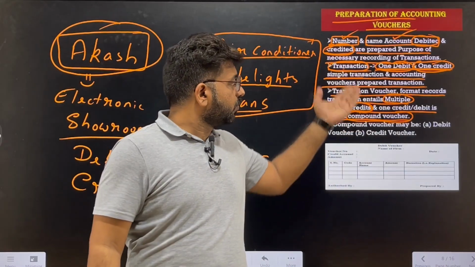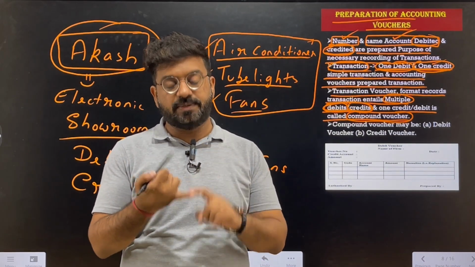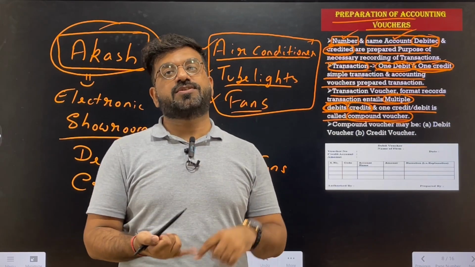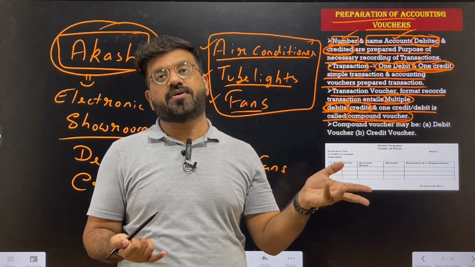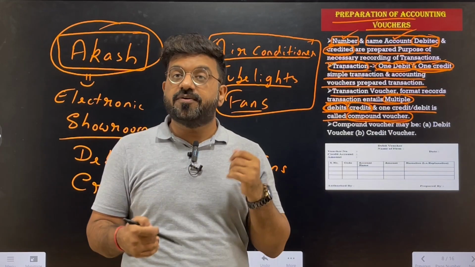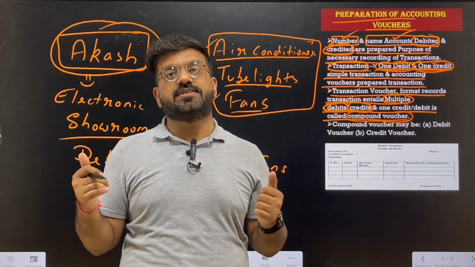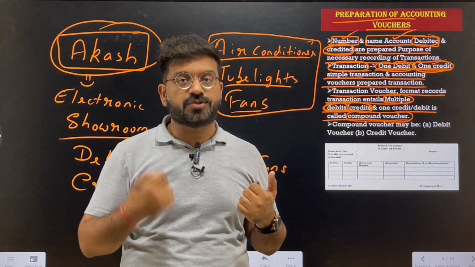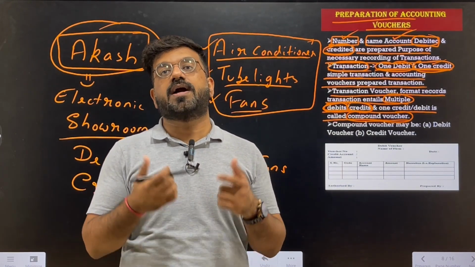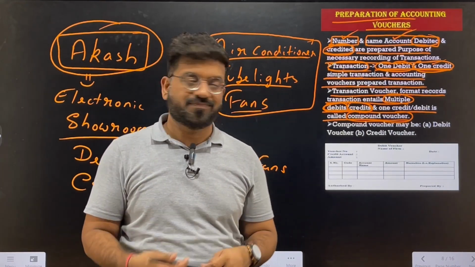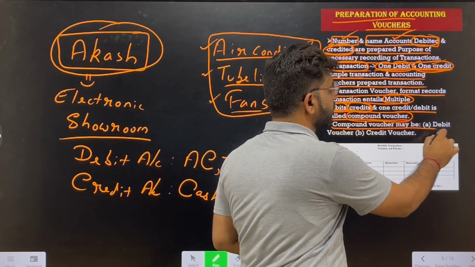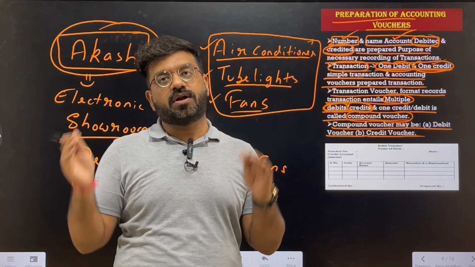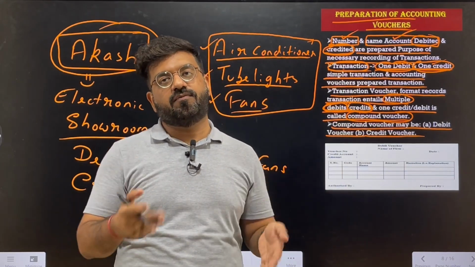So simple, if we are doing simple cash transactions, cash is coming in, cash is going out, cash vouchers. Goods are being sold on credit or goods are being purchased on credit, debit voucher, credit voucher. Next, if the transactions involve multiple items coming in and multiple items going out, then we have to make a compound voucher. Compound vouchers may be a debit voucher and a credit voucher, as in what items need to be debited, and what items need to be credited in that particular voucher.